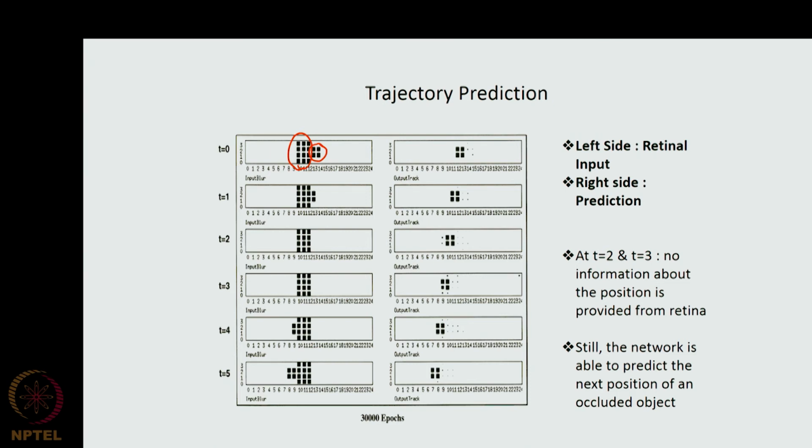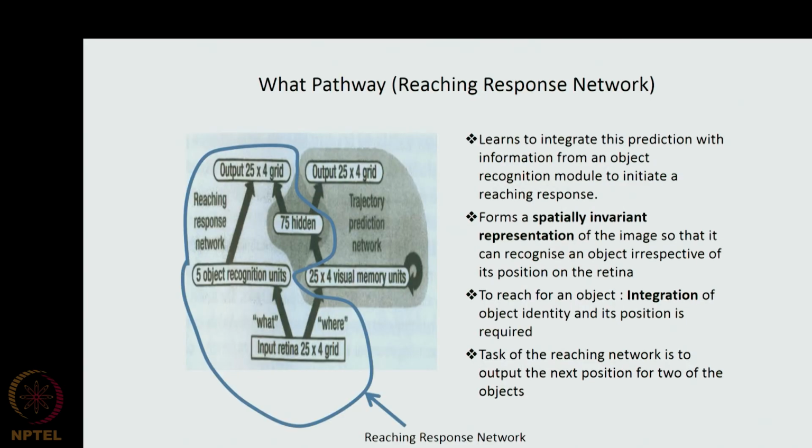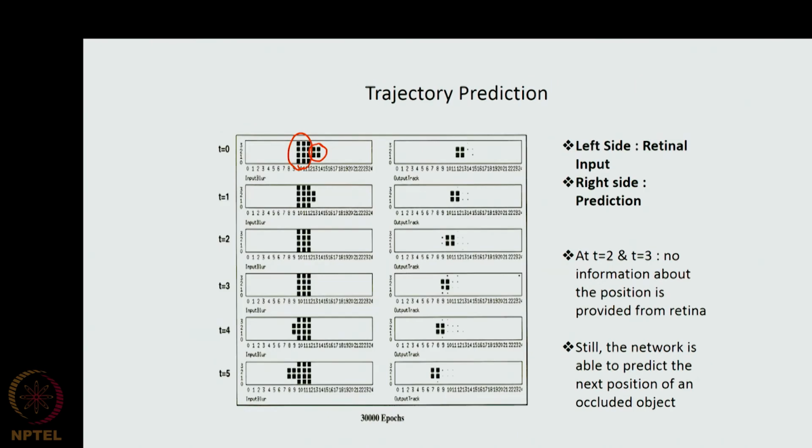So this is the input that is shown to the network, and the right output layer that you see here is supposed to predict the next position of the object. This is called trajectory prediction.